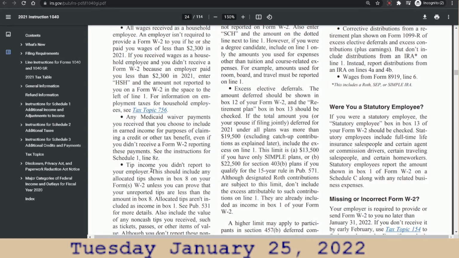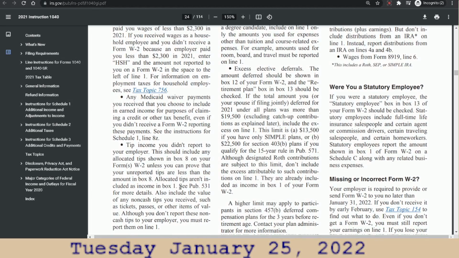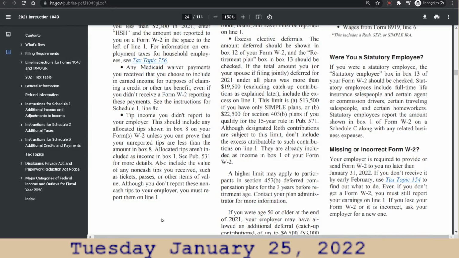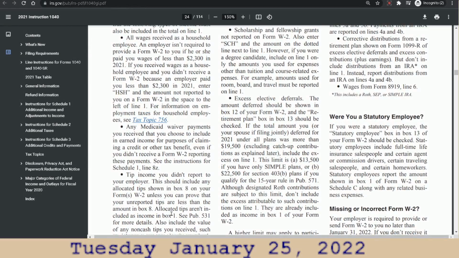Tip income not reported to your employer should include allocated tips in box 8 of your Form W-2 unless you can prove your unreported tips are less. Allocated tips aren't included as income in box 1. For more details, also include the value of any non-cash tips you receive, such as tickets, passes, or other items of value. Although you don't report these non-cash tips to your employer, you must report them on line 1. My goodness. Okay.